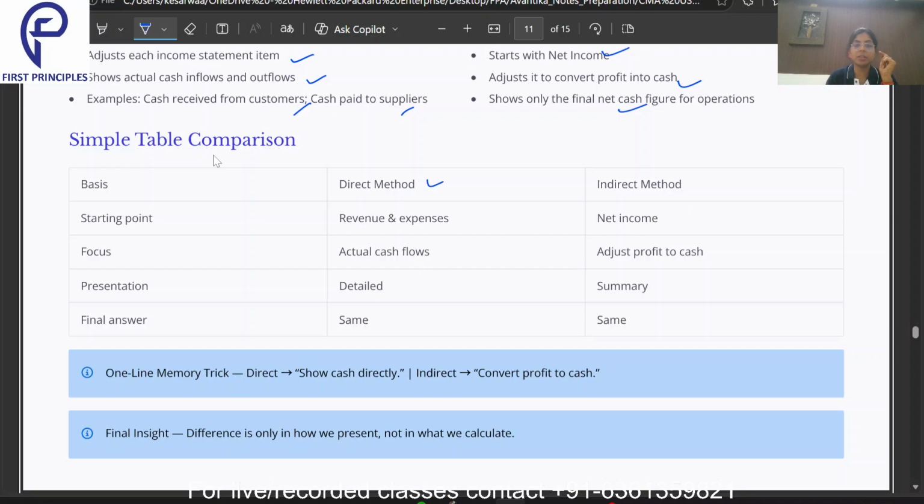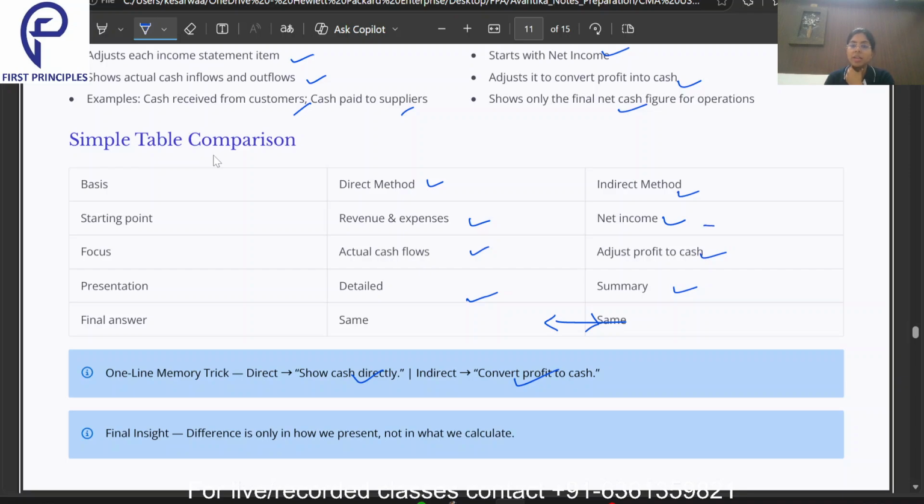We have the direct method, we have the indirect method. What is the starting point for the direct method? We take each and every line item of the income statement, so revenue and expenses. Then net income is the starting point for the indirect method. In this, the focus is on actual cash flows. In this, the focus is on adjusting the profit to cash. This is a detailed presentation, this is a summarized version, and the final answer is the same for both direct and indirect method. Okay, so direct method shows the cash directly, indirect method converts profit to cash.